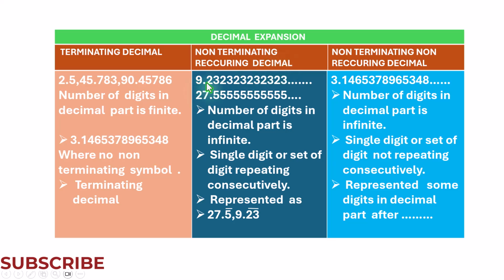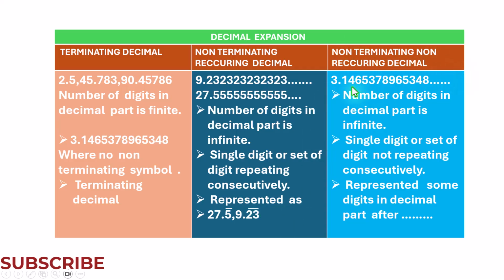Non-terminating recurring decimal. Examples: 9.232323..., 27.555... The number of digits in the decimal part is infinite. The first property: the number of digits in the decimal part is infinite. A single digit or a set of digits repeats consecutively. Here 23, 23, 23 repeats consecutively, and 5 repeats consecutively. This type of decimal expansion is called a non-terminating recurring decimal. The bar on top shows the repeating part: 5 bar means 5 repeats consecutively, and 23 bar means 23 repeats consecutively.